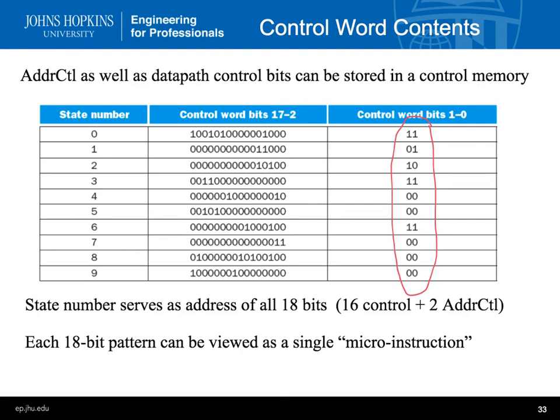It's a little smaller. So if we're in state 0, this is our micro instruction. This is how we tell the data path what to do. So these are our 18-bit instructions. If I'm in state 1, this is my micro instruction. So this whole long-winded thing was to tell you how you get the set of micro instructions.